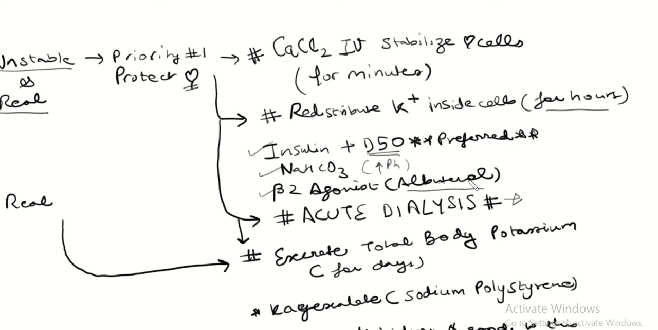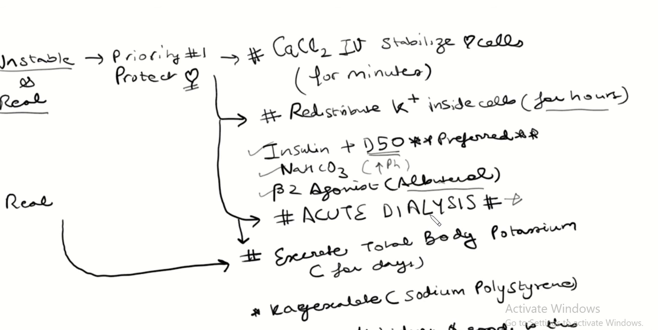Okay. But that's priority one, is this is how I protect the heart. I stabilize the cardiac cells for minutes, which buys me minutes, and then I redistribute potassium inside the cell, which stabilizes it for hours. If the patient is very unstable and or has a history of dialysis with a catheter in there, dialyze them. Okay? You with me on this?